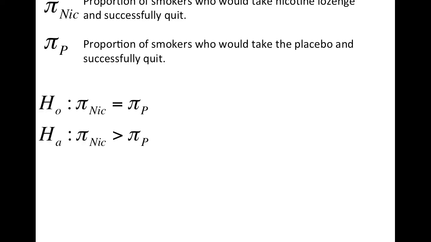Next is your null and alternate. So I have my null being the proportion nicotine is equal to the proportion of the placebo group. Now the theory is that the test is going to see if the nicotine group increased the proportion of people who successfully abstained from smoking. So I have pi nicotine is greater than pi of p.